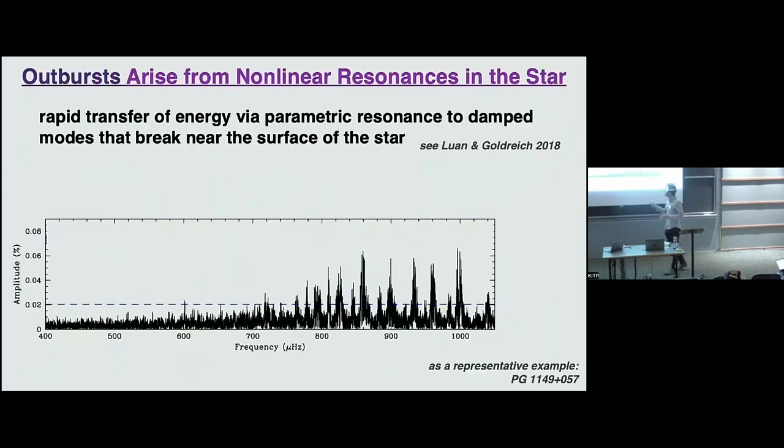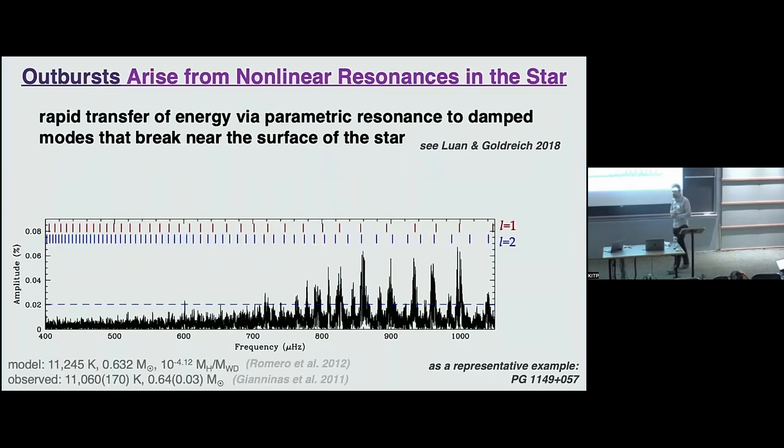And very quickly, to get a handle on what we think is happening, we think there's some rapid transfer of energy from a parametric resonance between a mode that's driven and two modes that aren't driven, that actually break near the surface of the star. And those two modes that aren't driven are stealing energy from the mode that is. And so I'm going to show some representative model of this object, similar in temperature, similar in mass to spectroscopy.